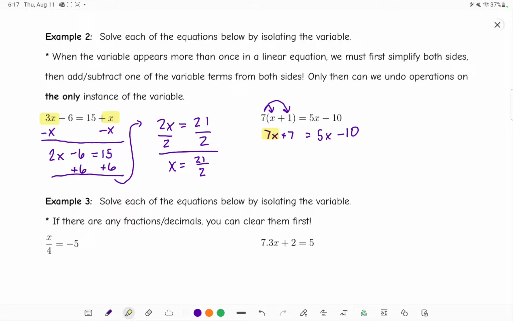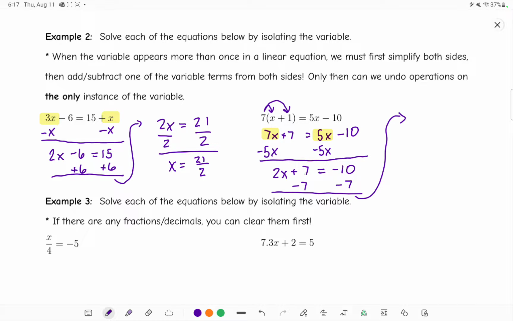And again, because there are 2 variables, you want to cancel out the smaller one. So to cancel out 5x, we're going to subtract 5x from both sides. Then we get 2x plus 7 equals negative 10. And then we subtract 7 from both sides, and we get 2x equals negative 17. Then divide by 2 on both sides, and we get x equals negative 17 over 2.